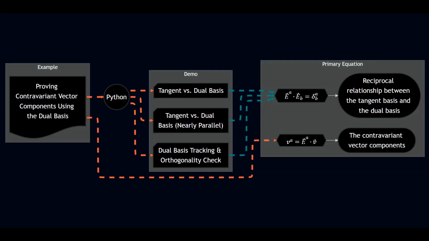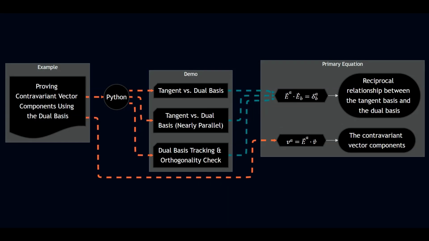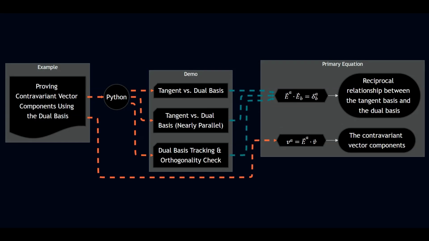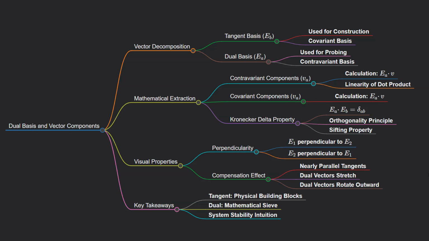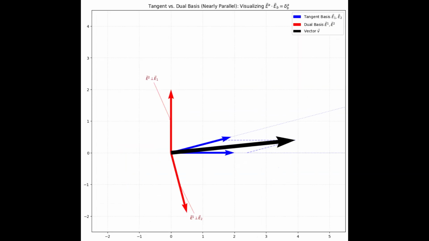This highlights a critical intuition about stability. When your building blocks are nearly pointing in the same direction, your measuring tools must become extremely long and sensitive to maintain the integrity of the system. The consistent result. Despite all the stretching and rotating of the coordinate system, the actual measured values, the components, remain rock steady.